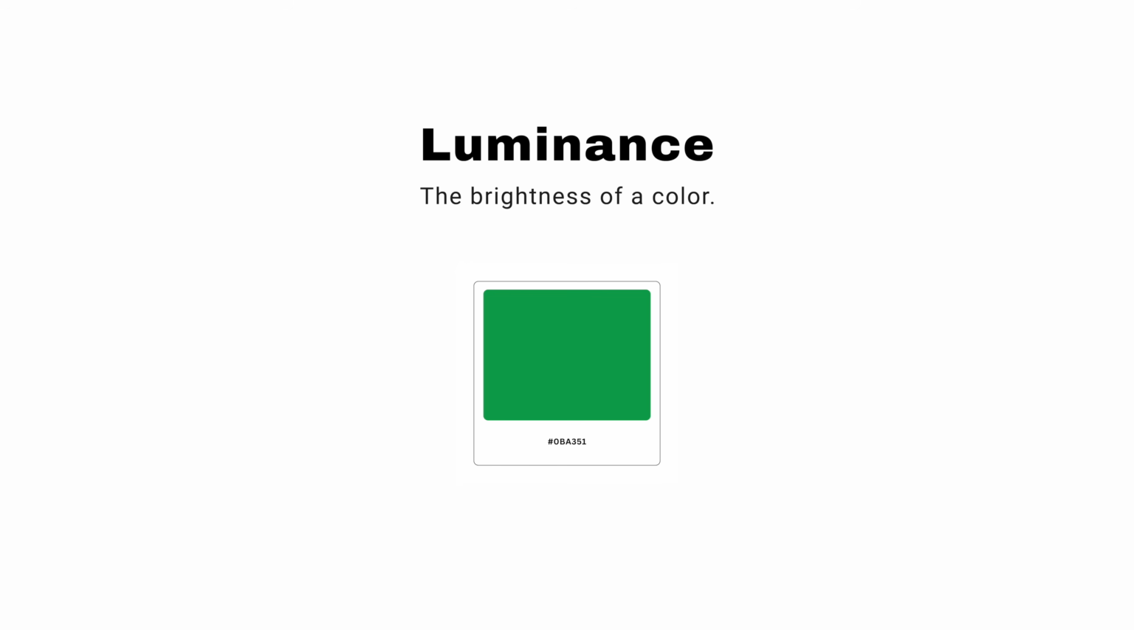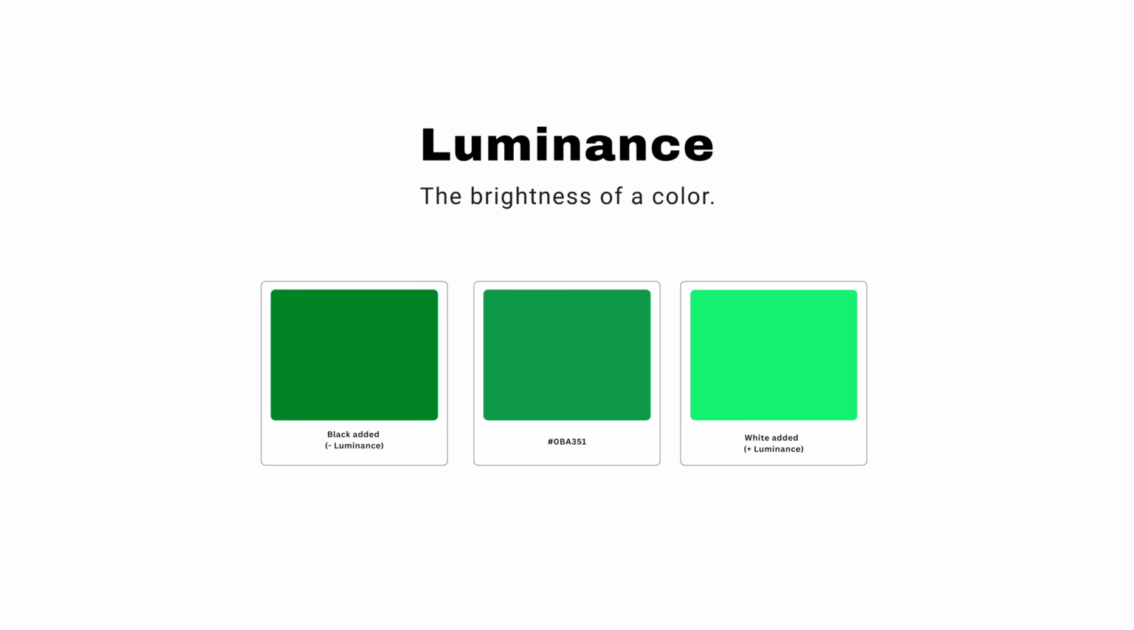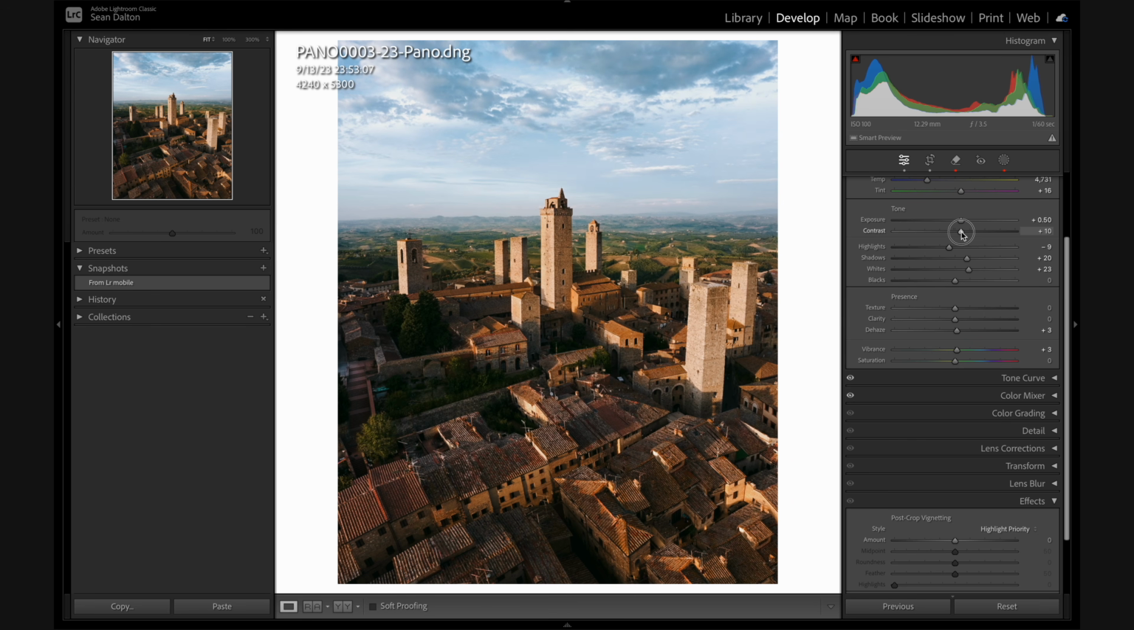And the third principle is luminance, or the brightness of that color. So if you take a color and you add white to it, it's going to get brighter, and it's also going to get less saturated as you increase the luminance value of that color. And on the flip side of that, if you add black to it, that color is going to get darker, and it's also going to get more saturated as well. And that's exactly why when we're editing and we enhance the contrast in our image, oftentimes the color gets more saturated in that image as well. So that's the basic anatomy of color.